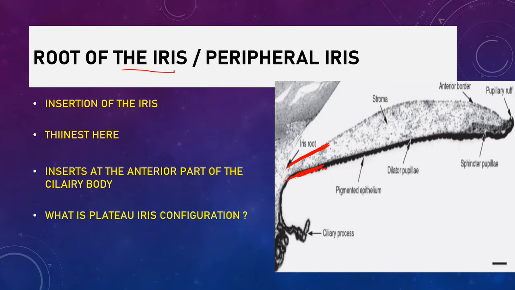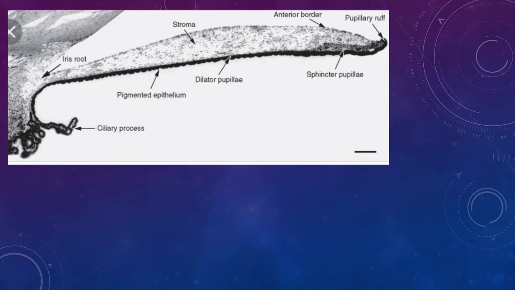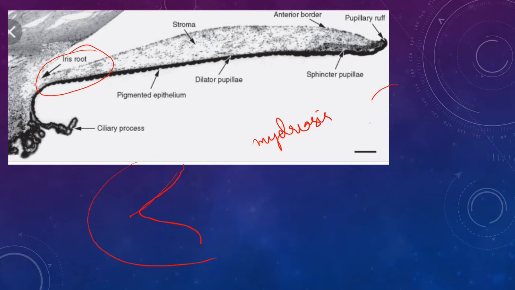Okay, next question is, what is meant by plateau iris configuration? So let me tell you. First thing I wanted you to know is the iris is thinnest at its insertion. However, what happens in mydriasis? So what is mydriasis? Mydriasis is dilatation of the pupil, right? So in a normal miotic state, when the pupil is not dilated, the root of the iris will be the thinnest portion of the iris.